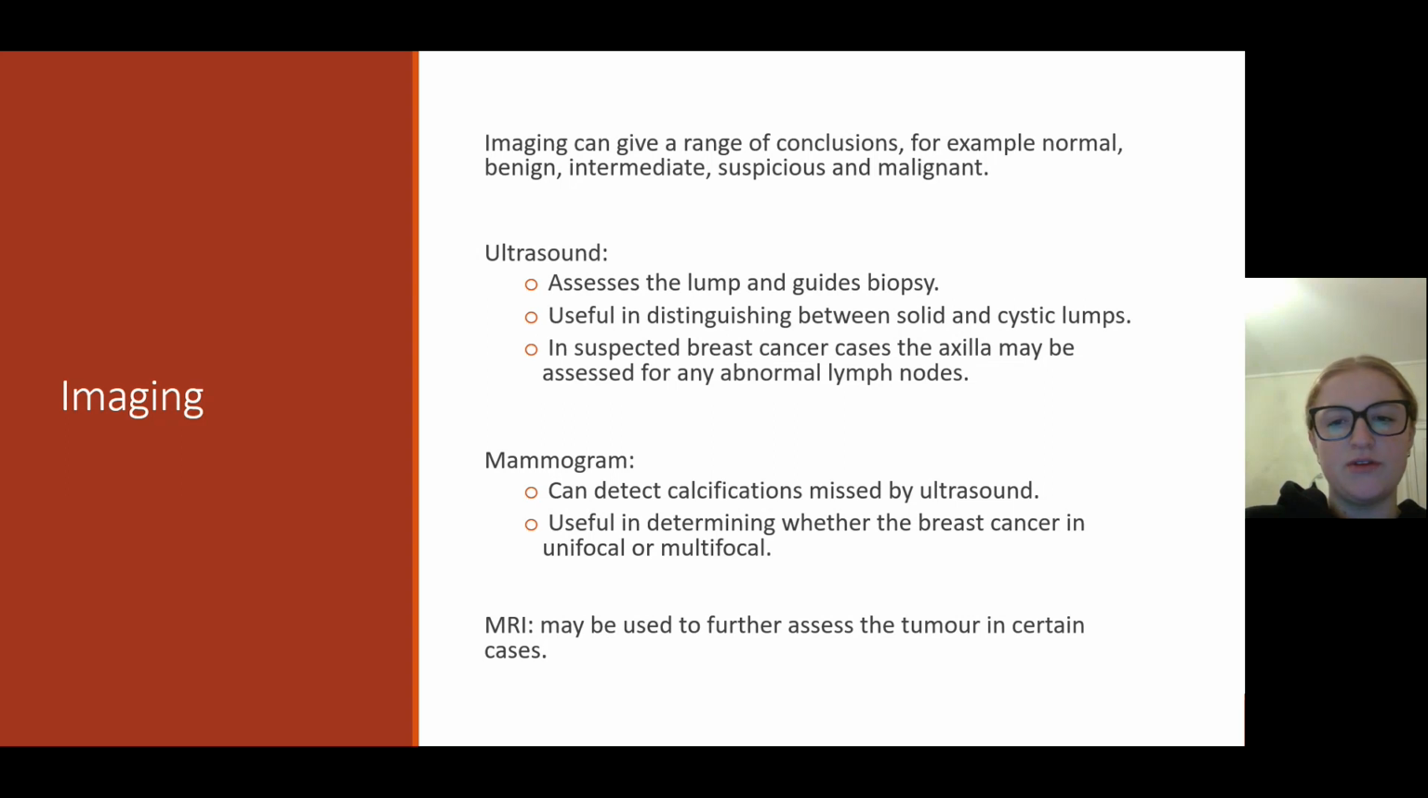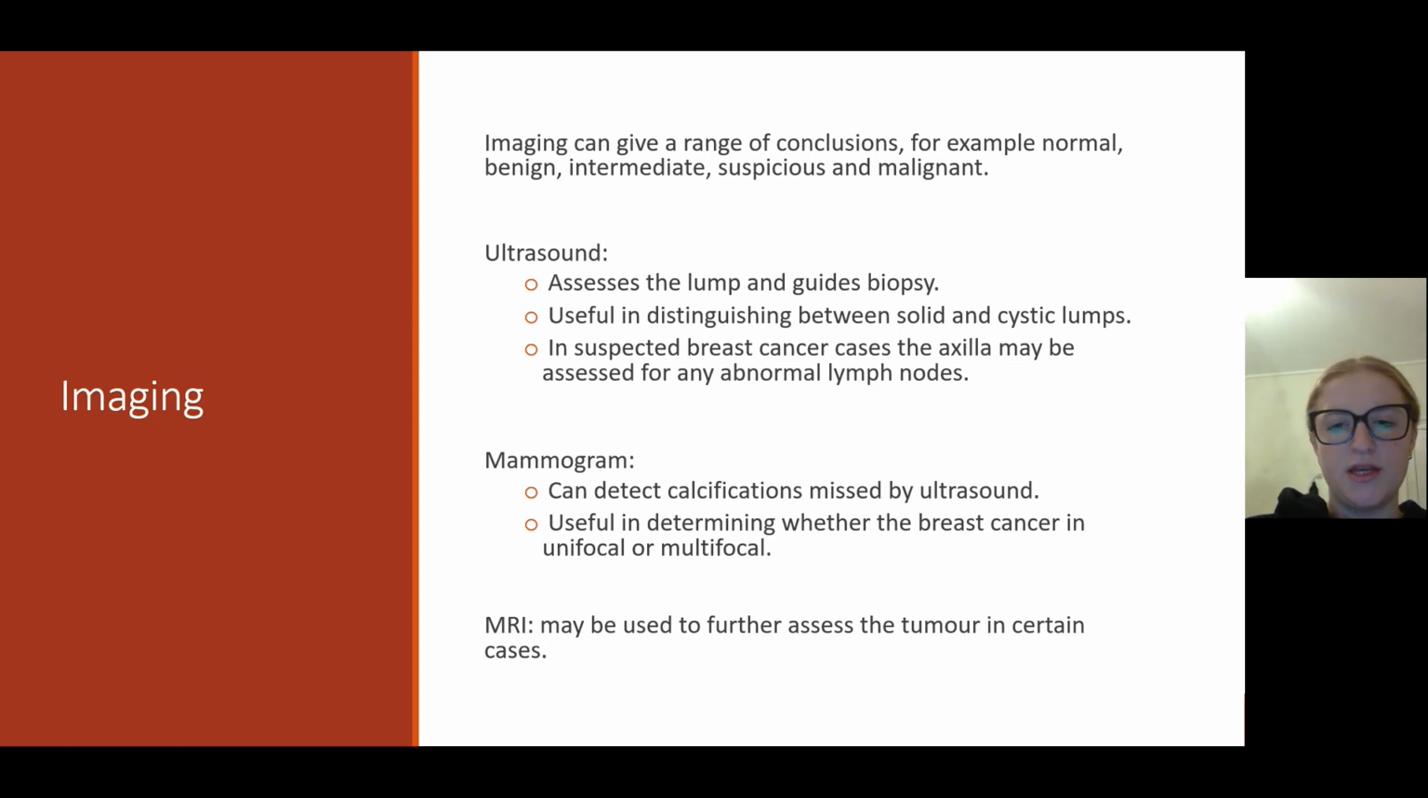Imaging can give a range of conclusions, for example, normal, benign, intermediate, suspicious, and malignant. Imaging for a cancer diagnosis requires ultrasound and mammogram, in contrast to screening where only one method may be used based on the patient's age. Ultrasound assesses the lump and guides the biopsy. It's also useful in distinguishing between solid lumps such as fibroadenomas or cancer and cystic lumps. In suspected breast cancer cases, the axilla may also be assessed for any abnormal lymph nodes.